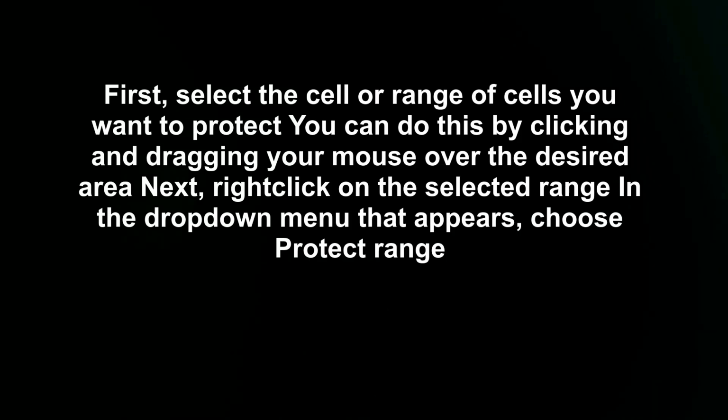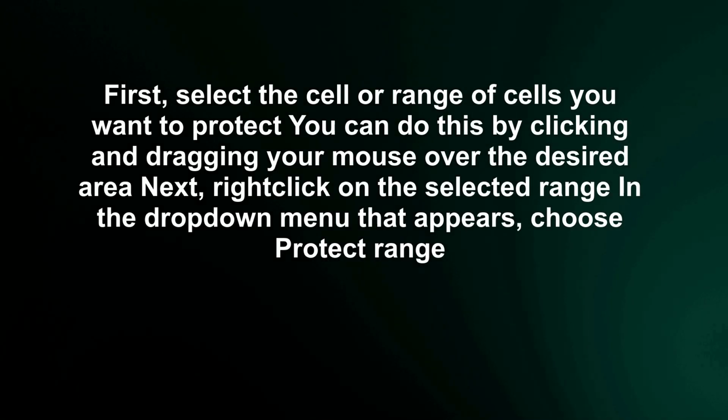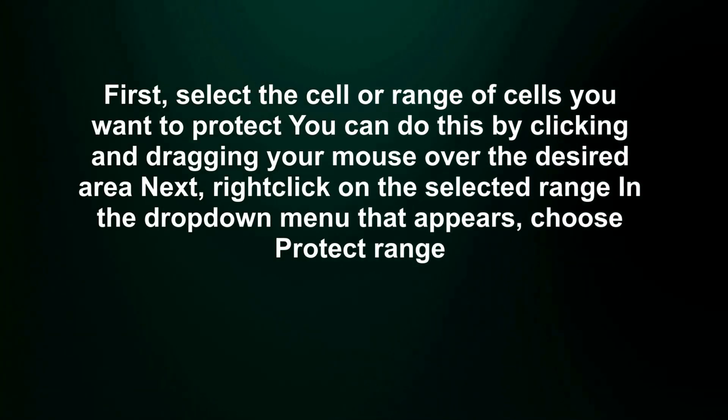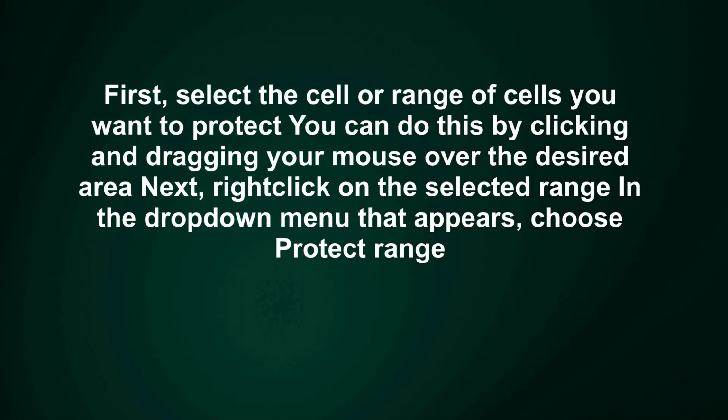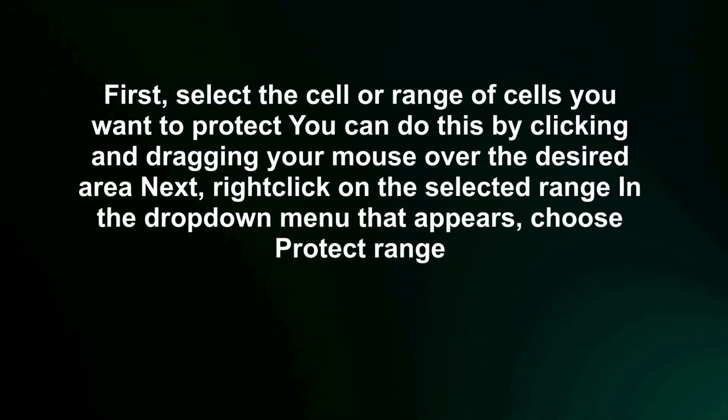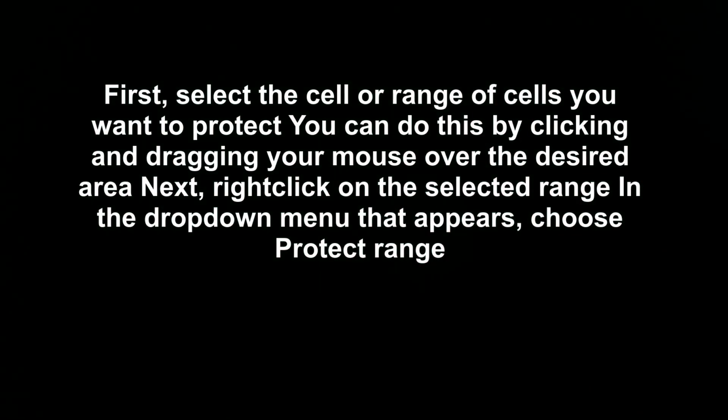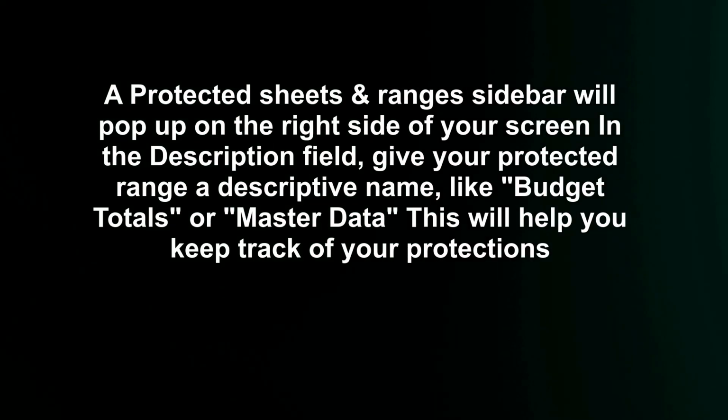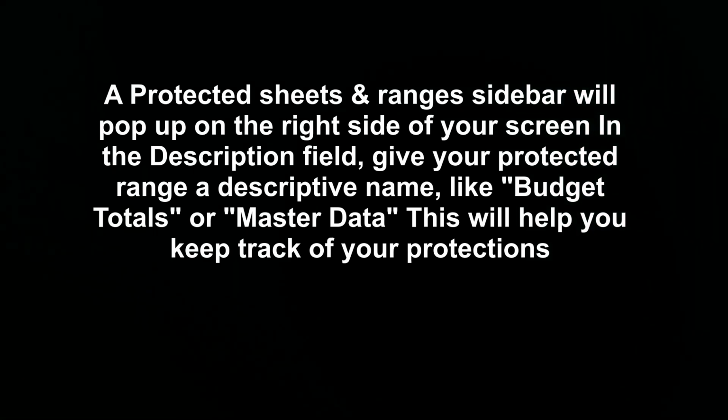First, select the cell or range of cells you want to protect. You can do this by clicking and dragging your mouse over the desired area. Next, right-click on the selected range. In the drop-down menu that appears, choose Protect Range. A Protected Sheets and Ranges sidebar will pop up on the right side of your screen.